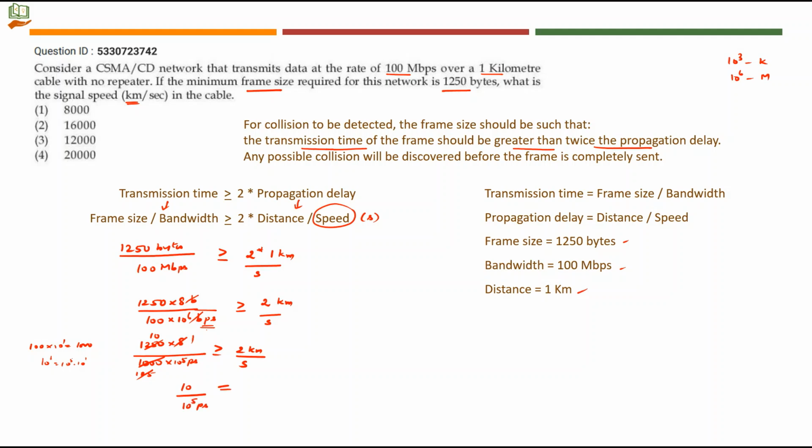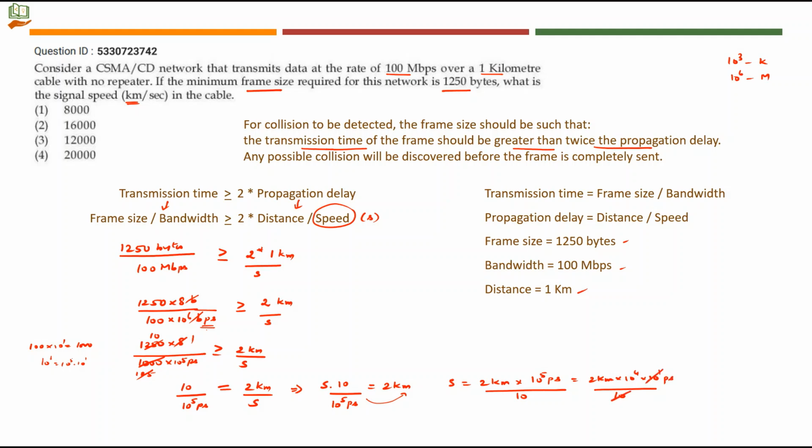So let's equate this because we have to find S. This is 2 kilometer divided by S. Now I'll bring S to the other side. So this will be S into 10 divided by 10 to the power 5 per second which is equal to 2 kilometer. So in order to find S, we have to bring this to this side. So this will become 2 kilometer into 10 to the power 5 per second divided by 10. 10 to the power 5 can be expressed as 10 to the power 4 into 10 to the power 1 divided by 10 and this is per second.